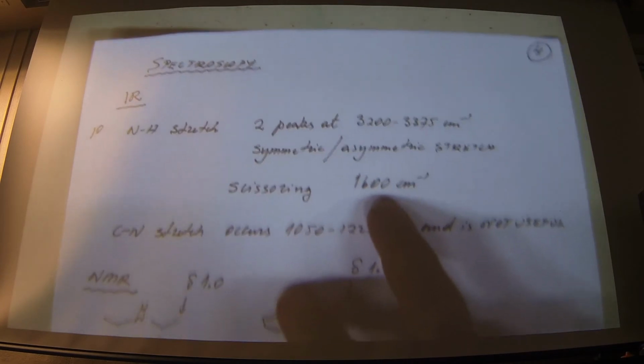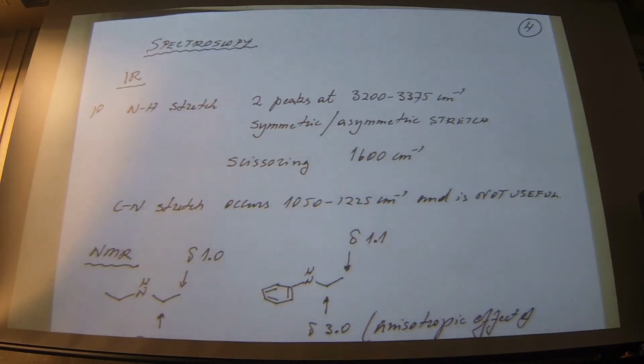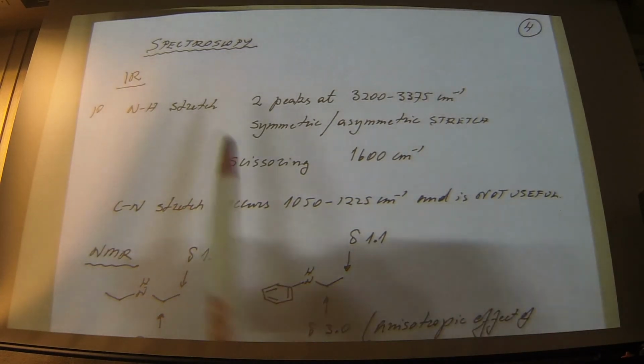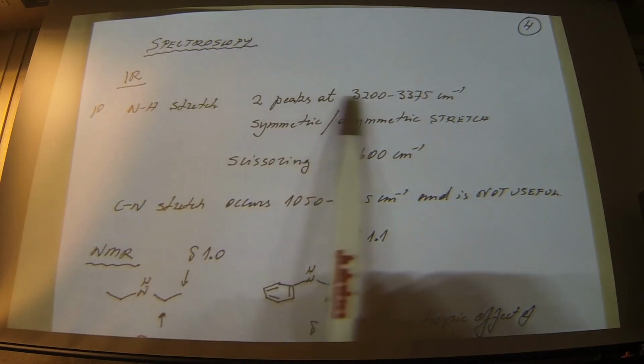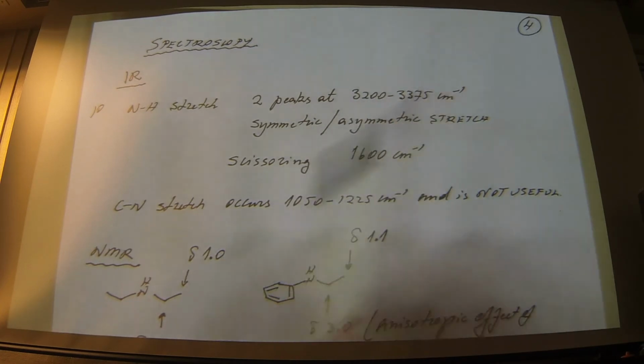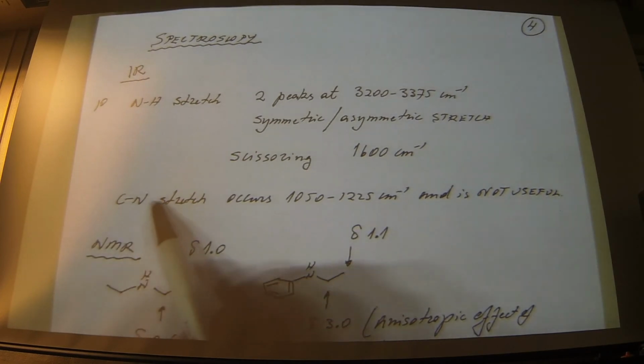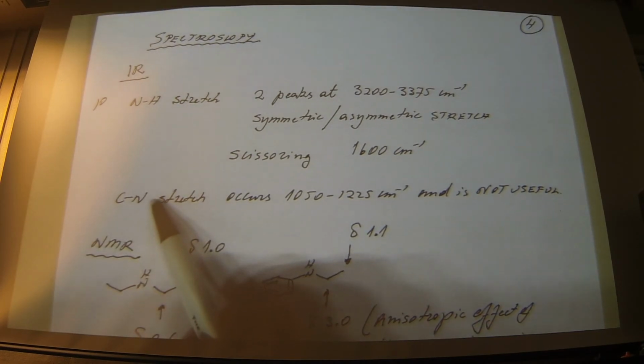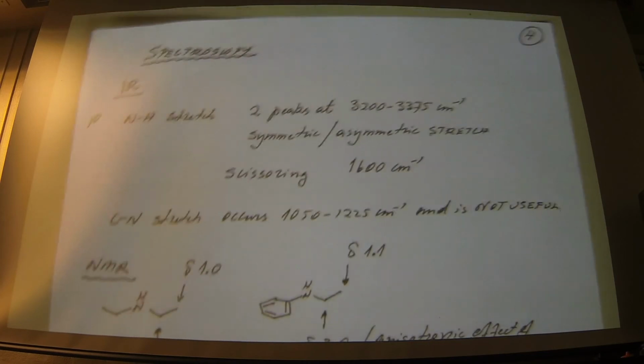Spectroscopy, I don't want to go through this in any great detail. Just remember that what IR is good for is determining the presence of functional groups. So the infrared spectrum is almost always going to be the best way to determine whether you have any specific functional group. In this case, an NH shows up as a double peak at this frequency. Of course, if it's a tertiary amine, you don't have that. And CN doesn't work very well. CN is not a diagnostic peak in the IR.